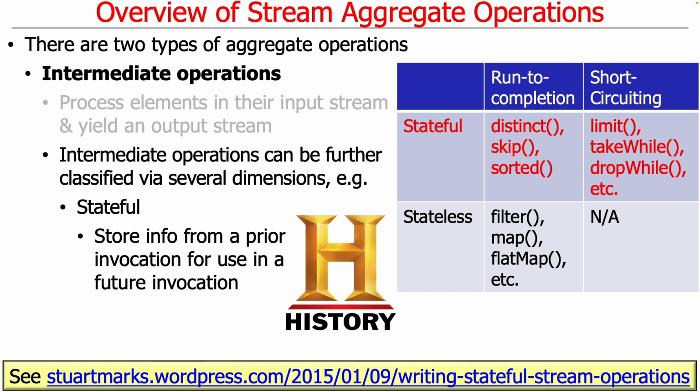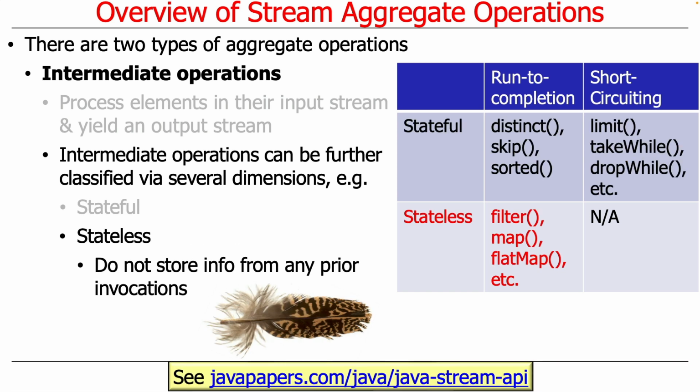You're not going to be able to sort a stream until you've got all the elements in the stream. So you've got to have a stateful behavior there. So it keeps track of the history of the invocations. And then there's also stateless operations that are intermediate operations, and they don't store information from any prior invocations. They're lightweight, light as a feather. So this is really the bulk of the operations like filter, map, flatMap, and so on and so forth. So those are stateful and stateless, two dimensions that are important.